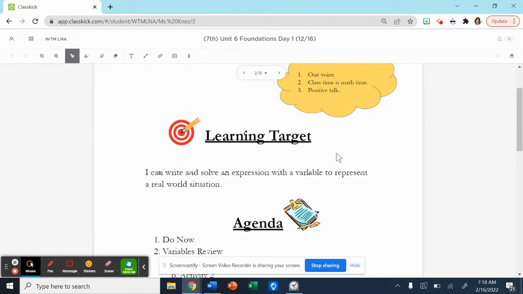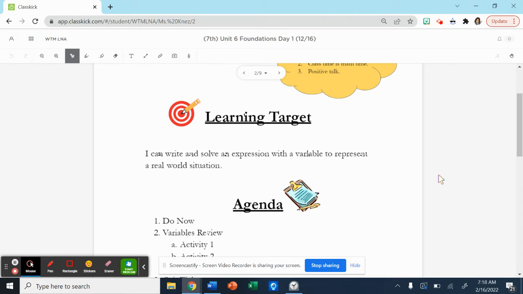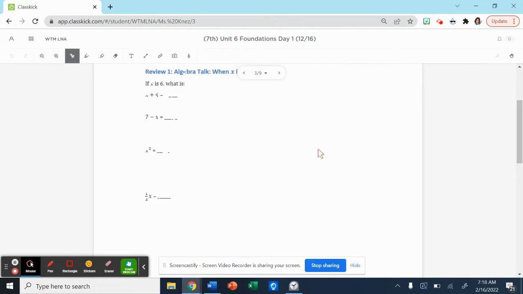Today's learning target is I can write and solve an expression with a variable to represent a real-world situation. The purpose of today's lesson is to start reviewing some key concepts that we'll be seeing in Unit 6, working with expressions and equations. Your next step is to complete Slide 3, Algebra Talk, when x is 6.